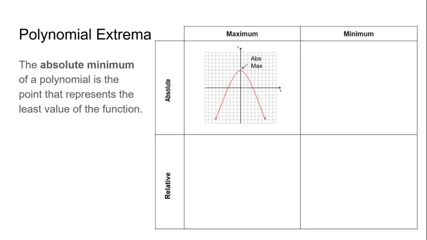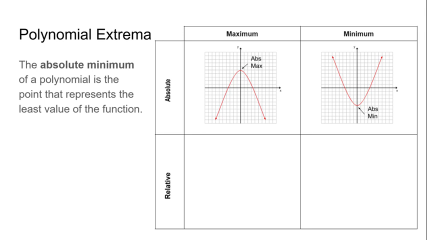The absolute minimum of a polynomial is the point that represents the least value of a function. In other words, for a parabola that's concave up, there's one point, one output value that's the least.